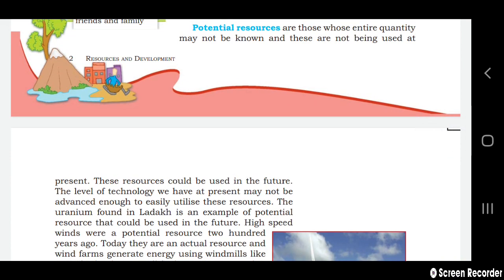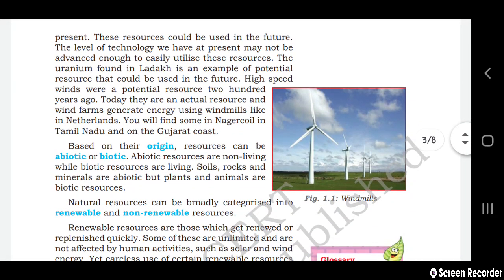Potential resources are those whose entire quantity may not be known. We do not know the whole quantity of that resource, and these are not being used at present. These resources could be used in the future. The level of technology we have at present may not be advanced enough to utilize such a potential resource. The uranium found in Ladakh is the best example of a potential resource that could be used in the future as another resource.